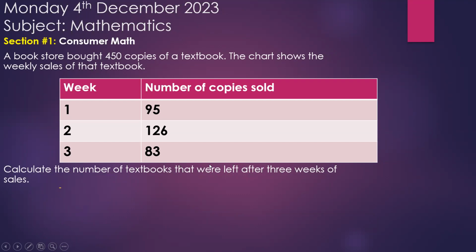So you have a store. It sold 95 copies of a book in week 1. It sold 126 in week 2. It sold 83 in week 3. And we know it's a total of 450. So it says calculate the number of textbooks that were left after the 3 weeks of sales.